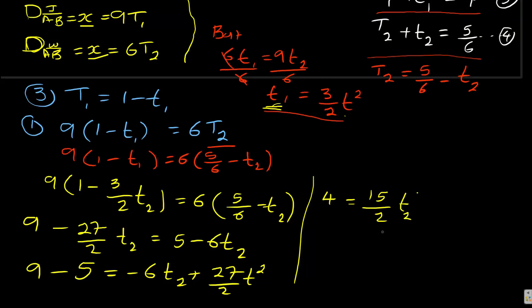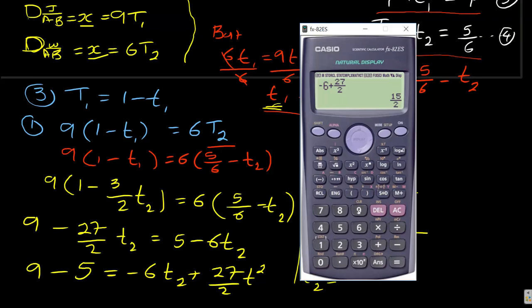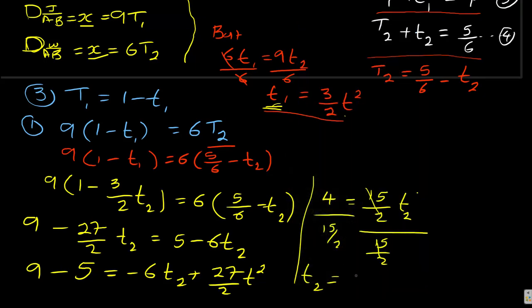So now I divide by 15 over 2, or 7.5. So what is my t2? My t2 is, if I can use it, 4 divided by the answer. I get 8 over 15. So my t2 is equal to 8 over 15. So I've got my t2 now as 8 over 15.